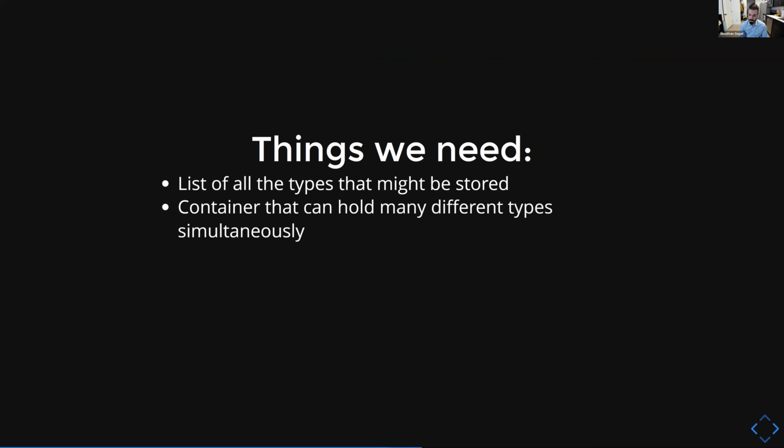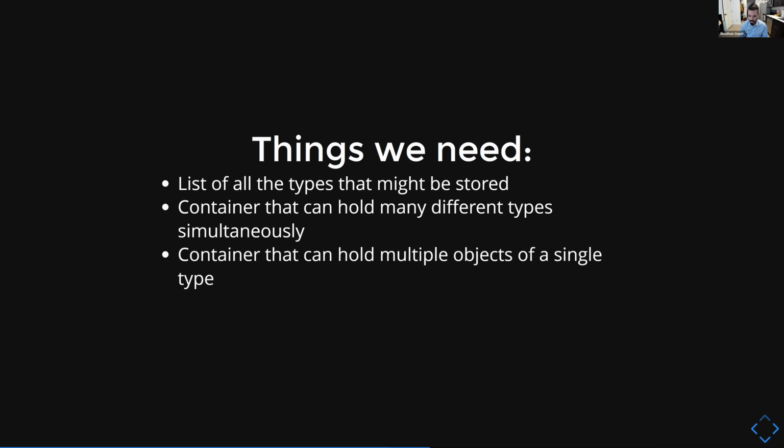So we need a list of all the types that might be stored. We can get that pretty trivially with a type list. We need a container that can hold many different types simultaneously. I bet some of you are thinking vector or variant rather, but the actual thing we're going to reach for here is tuple, because we're going to need more than one simultaneously. And we need a container that can hold multiple objects of a single type. Here I've selected vector because it's a good default. If you have a use case for something like an array or a list, that would work equally well. Select this based on your use patterns.